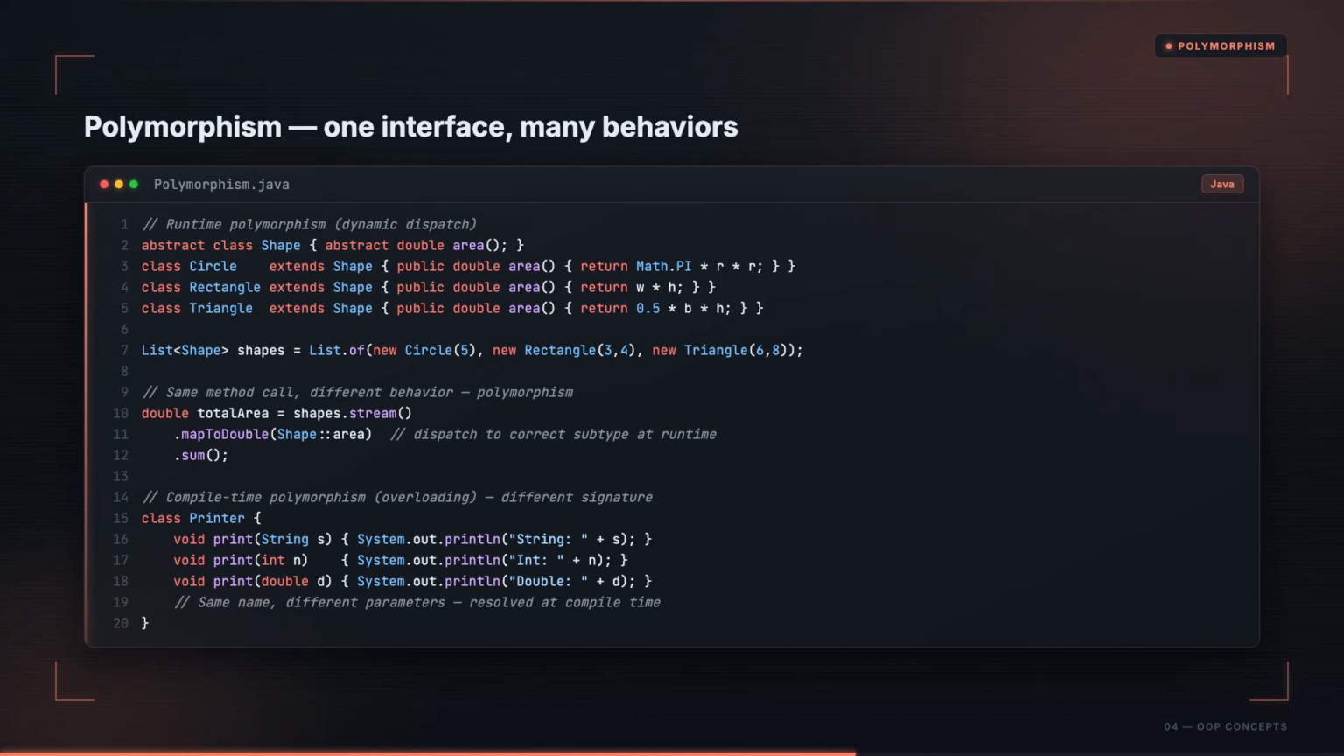A payment processor interface with Stripe, PayPal, and a mock implementation. All used identically by the checkout flow. This is the engine behind almost every design pattern in this series.